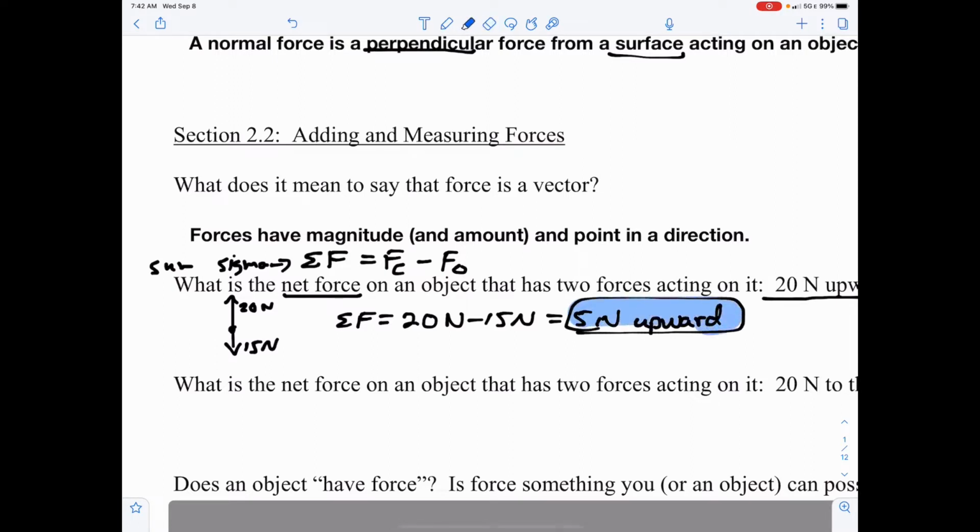Something to keep in mind, and it's going to show up fairly continuously throughout this unit: net forces, according to Newton's second law, cause a mass to accelerate. Net forces cause a mass to accelerate. The direction of the net force is the same direction as acceleration. Acceleration always points the way the net force is going.